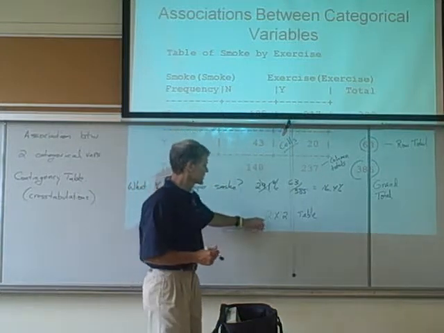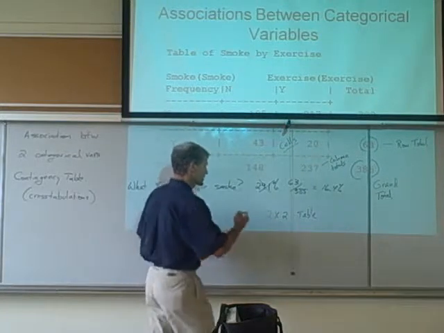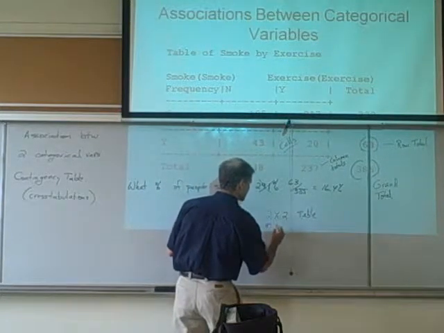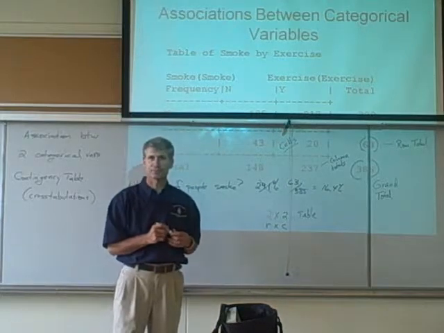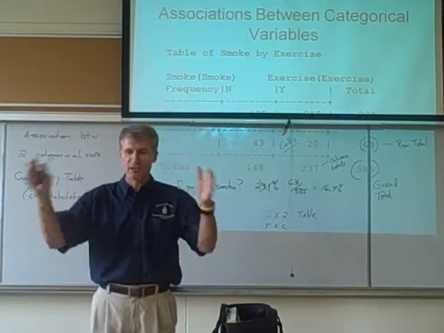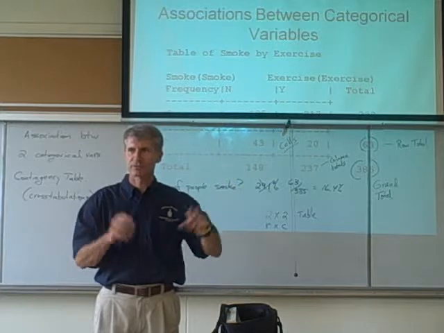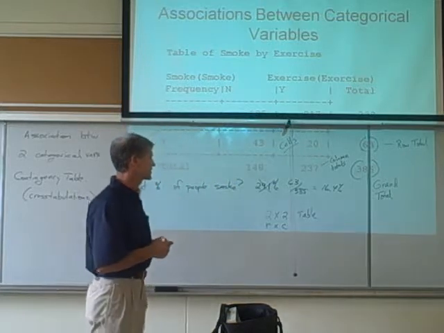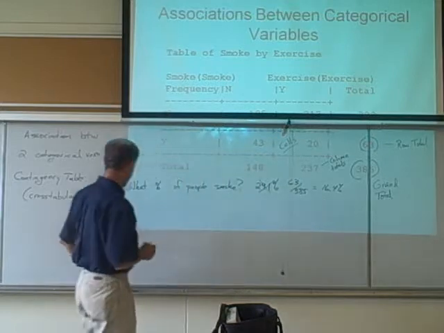Okay, so back to this 2 by 2 table. That means 2 rows, 2 columns. So this is R by C, and that's the way we always go, in that order: rows by columns. So if I ask you what are the dimensions of this table, then you count rows, then columns, and that's the dimensions of the table. Okay, that was the first question.